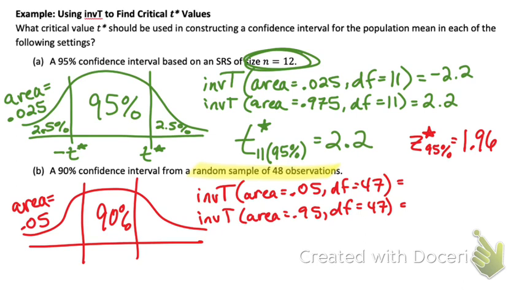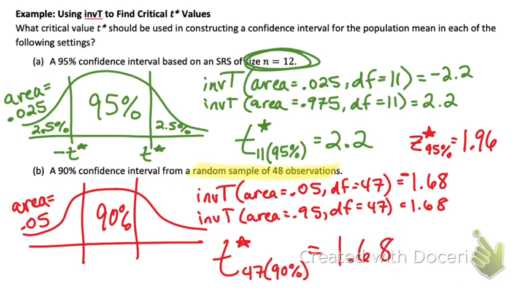1.645. So what did you get for your T star critical value with 47 degrees of freedom? 1.68. Wow. 1.645, 1.68. Wow, these are pretty close because my sample size was pretty big. Okay. So that one was negative. This one was positive. So our T star critical value with 47 degrees of freedom for 90% confidence equals 1.68.